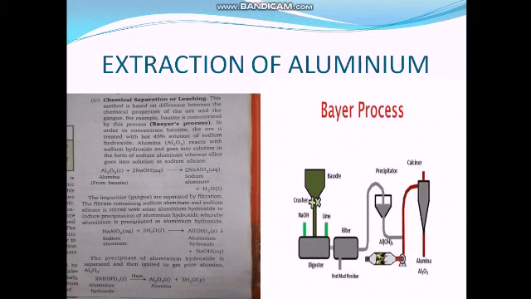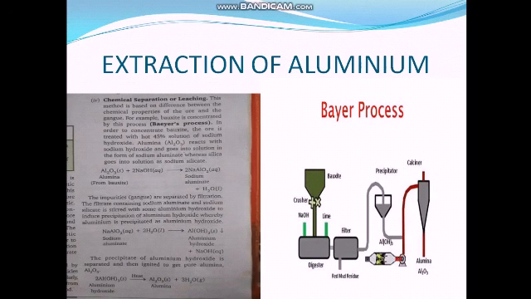After that, the sodium metaaluminate is cooled by dissolving in water to 50 degrees Celsius, and precipitates of aluminium hydroxide will be formed. These precipitates are filtered, dried, and then heated at a temperature of 1000 degrees Celsius to get alumina. So aluminium hydroxide must be heated at 1000 degrees Celsius and we will get the alumina.